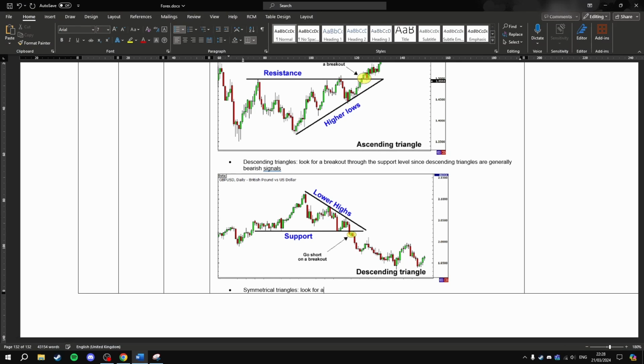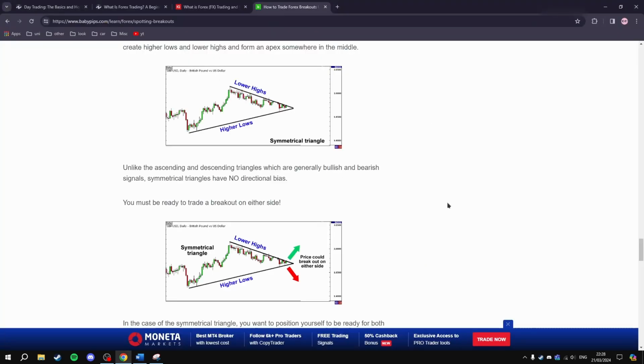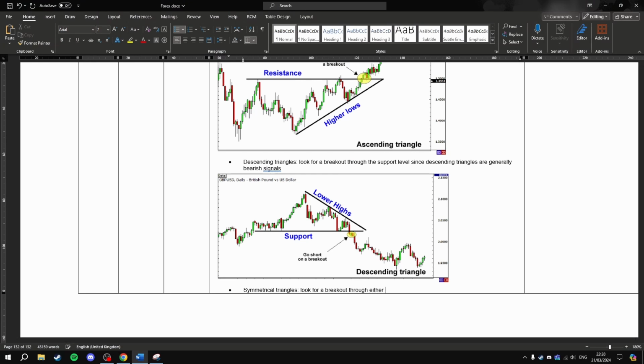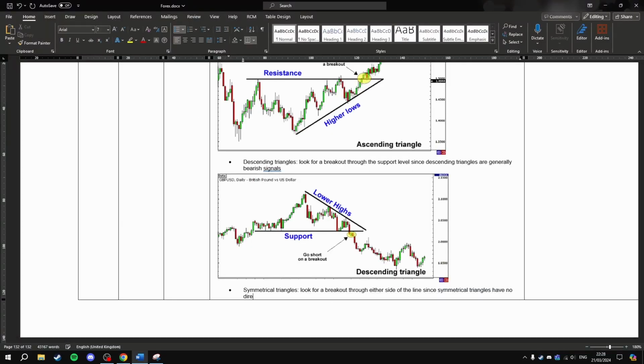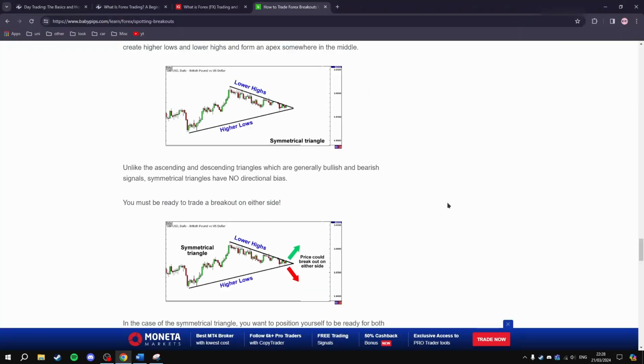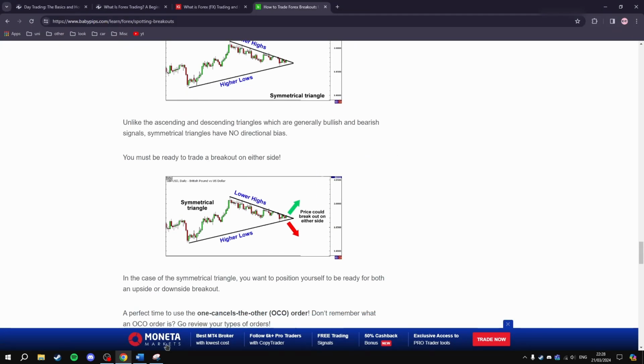So look for a breakout through either side of the line, since symmetrical triangles have no directional bias. You must be ready to trade a breakout on either side.